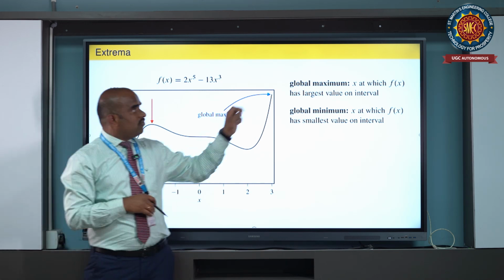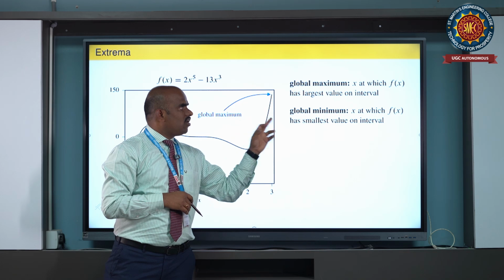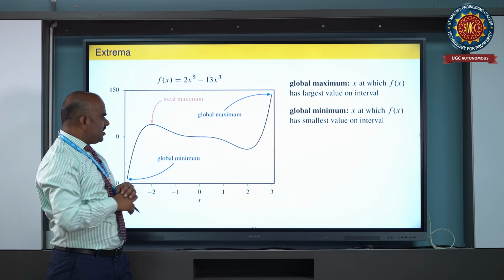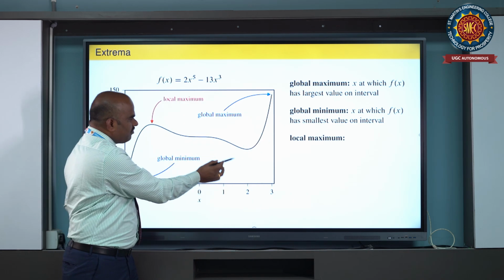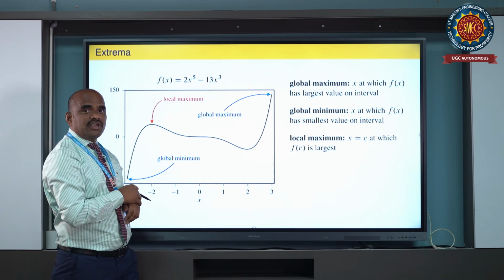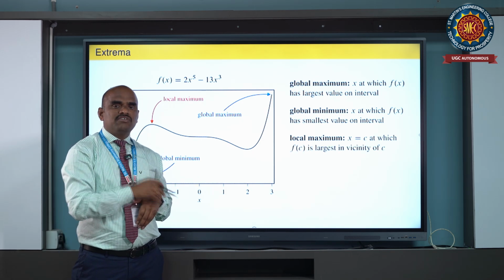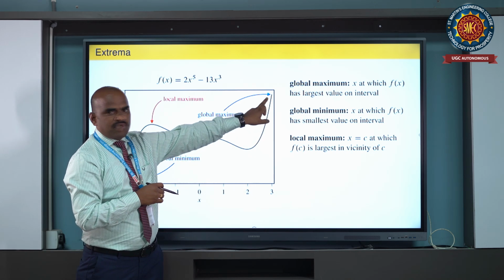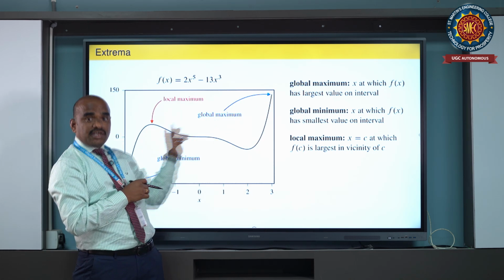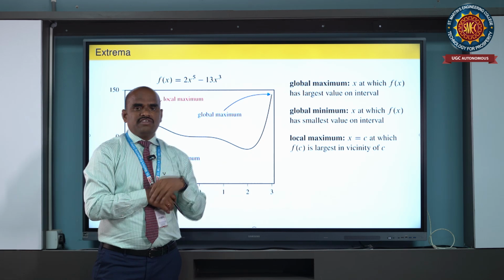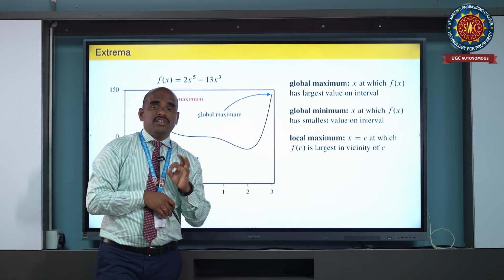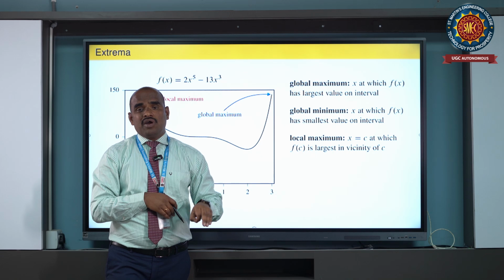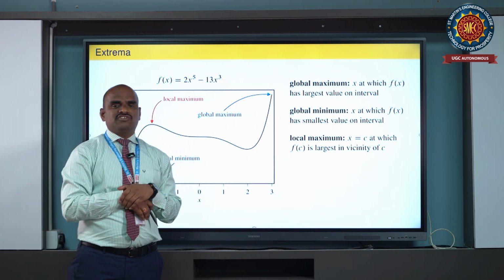What is the global maximum and what is the global minimum? In this interval, for what value of x does the function attain the maximum? At x equal to 3, the function attains the maximum in the entire interval. So x equal to 3 is called the maximum point. At that point, the value of the function is the extremum.